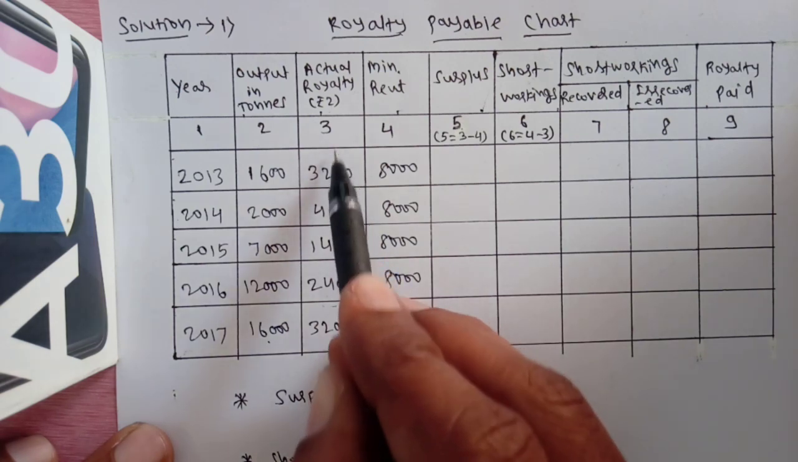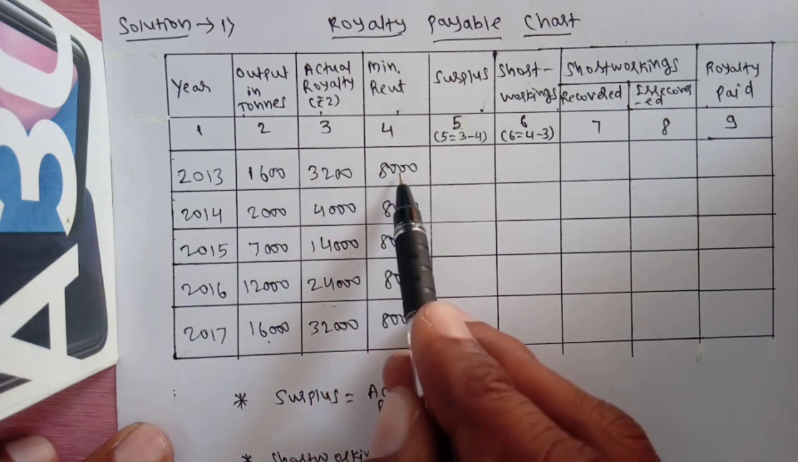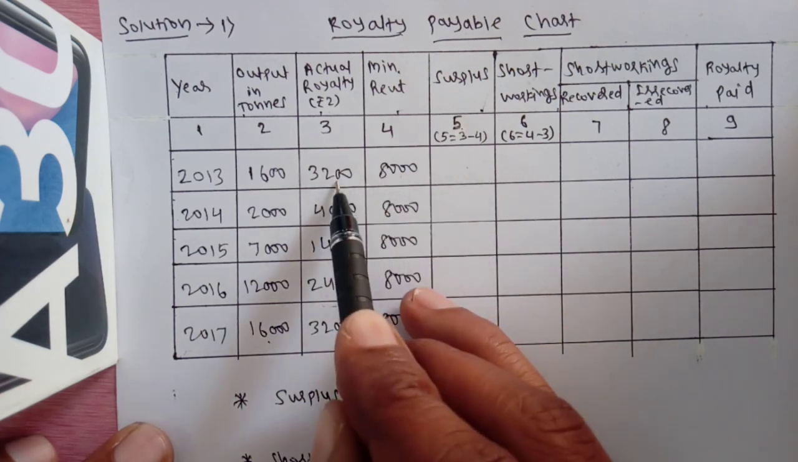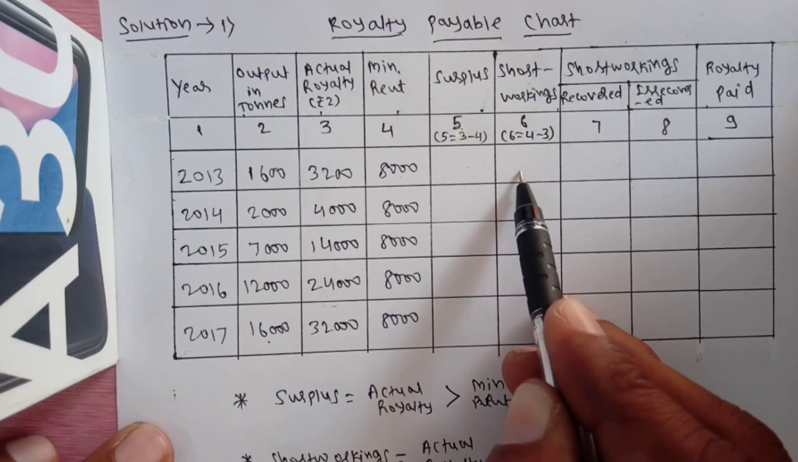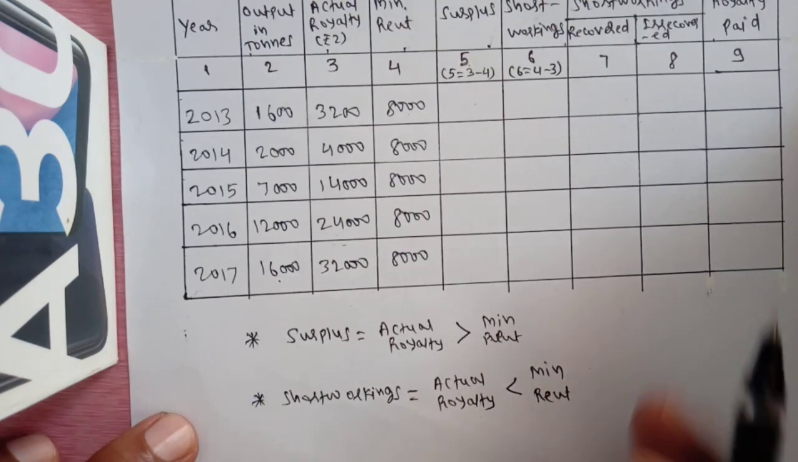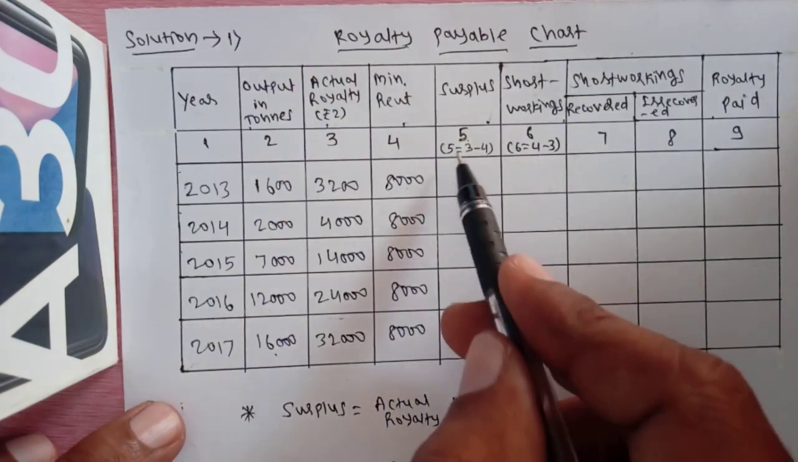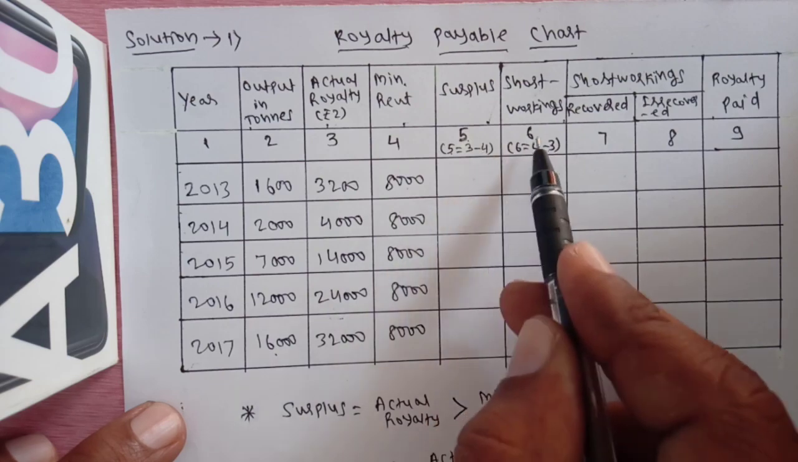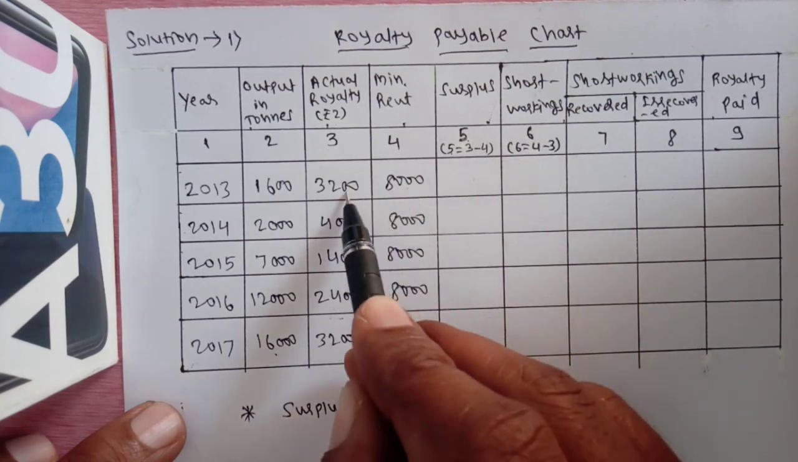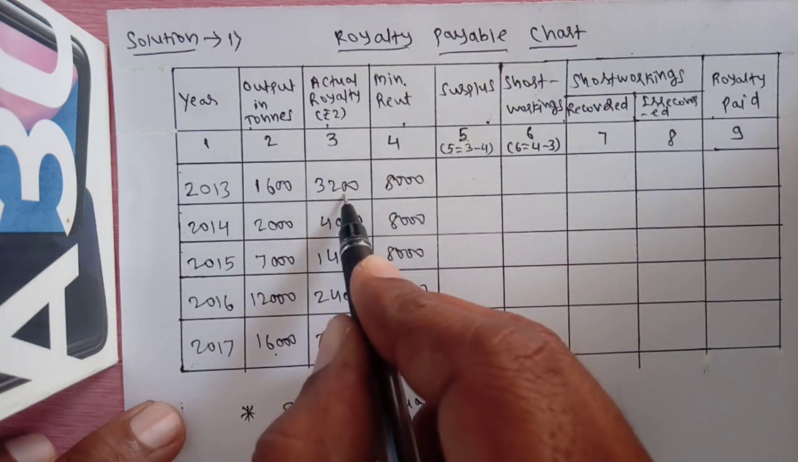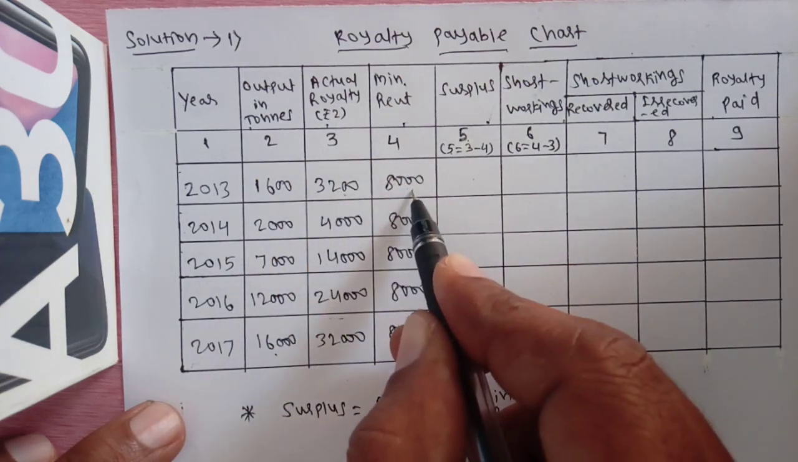If the column number 3 amount is more than column number 4, then we have to take it in surplus, and if it is less, then we have to take it in short workings. So short workings is when actual royalty is less than minimum rent. Column number 5 is equal to column number 3 minus 4, and column number 6 is 4 minus 3. See, in 2013 actual royalty is 3,200, minimum rent is 8,000.